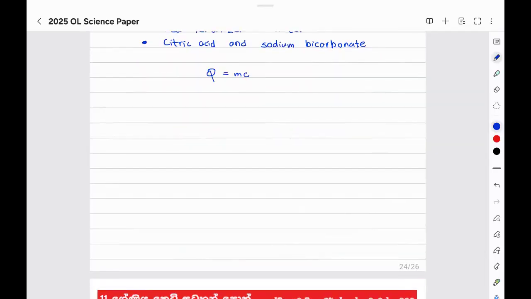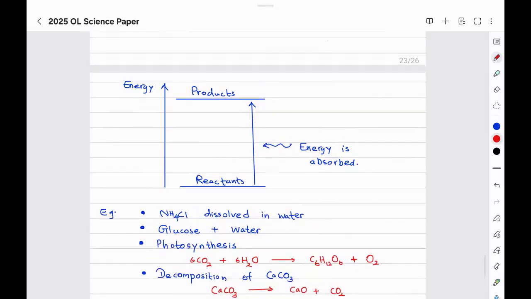When I'm discussing the theories in the theory class, in the theory revision, I will discuss this calculation, mc theta. Okay. So using this Q equals mc theta, we can discuss the calculations and everything. So you can expect these things in the theory revision. Now, when I'm starting the theory revision, let's discuss these things, right?